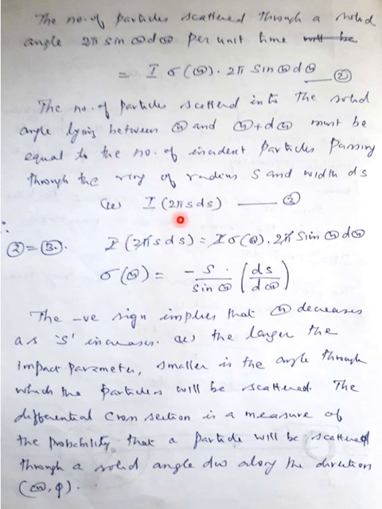The differential cross-section area is a measure of the probability that the particle will be scattered through a solid angle d omega along the direction theta and phi. Therefore, the differential cross-section is a measure of the probability that a particle will be scattered through a solid angle d omega along the direction theta and phi. So, this is the expression for the angle of scattering or differential cross-sectional area.